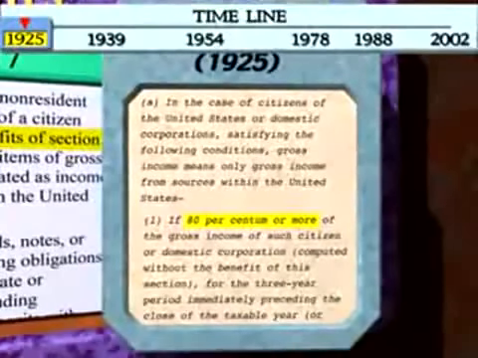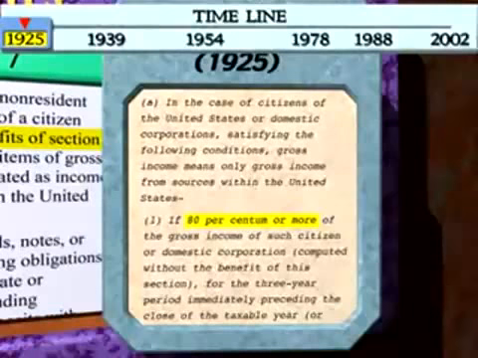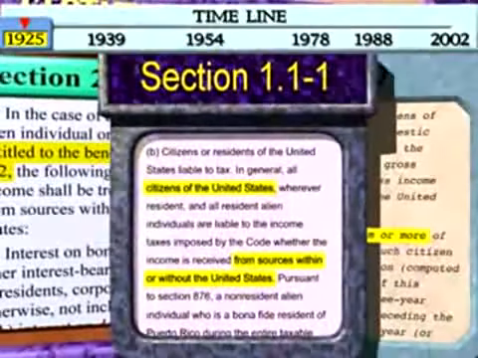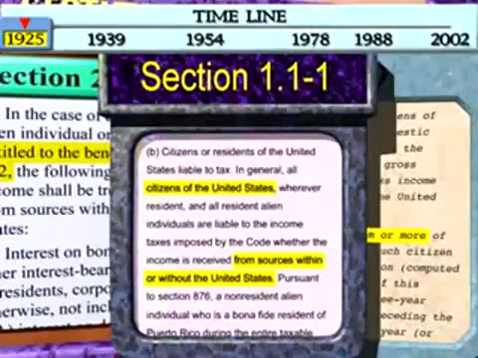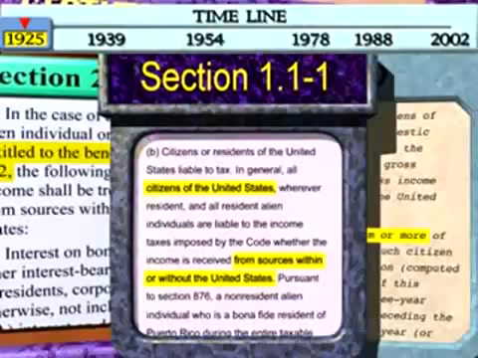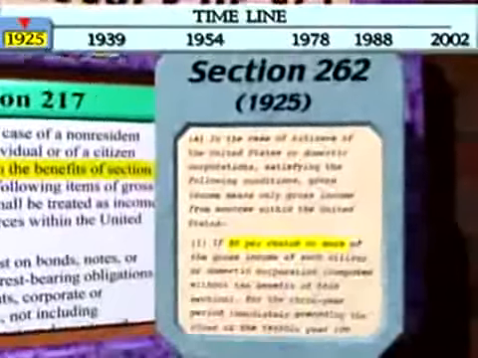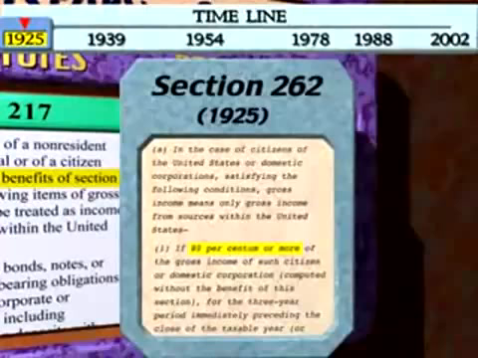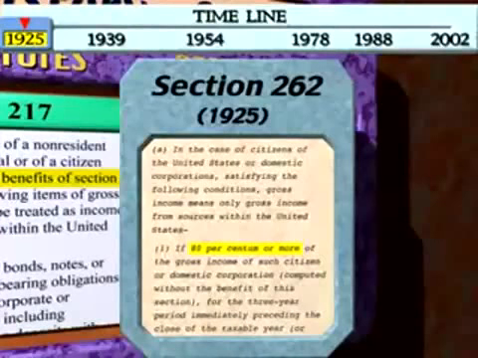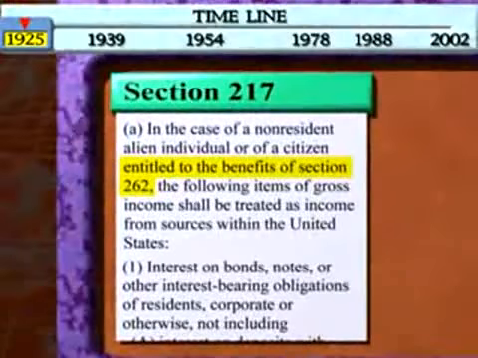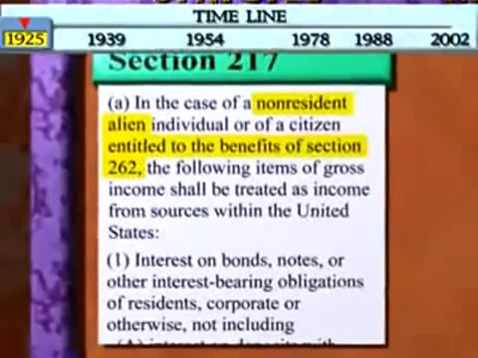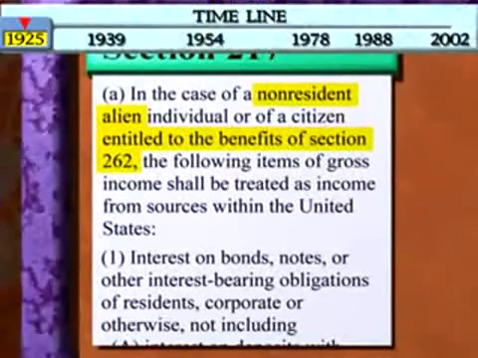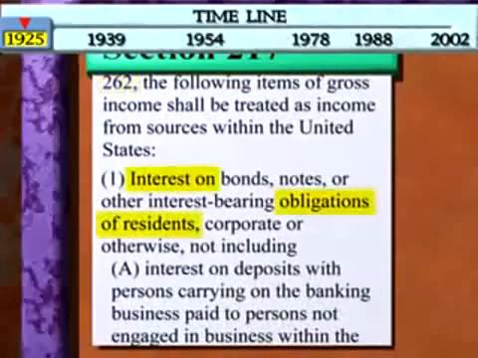As an aside, this section made it possible, though unusual, for U.S. citizens to have taxable income from within the United States, therefore allowing Section 1.1-1 to truthfully say that citizens are taxed on their taxable income, whether from sources within or without the United States. Only those receiving income from federal possessions were entitled to the benefits of Section 262. Therefore, according to Section 217, in the case of non-resident aliens, and in the case of citizens who receive most of their income from federal possessions, certain types of income, such as interest from the U.S.